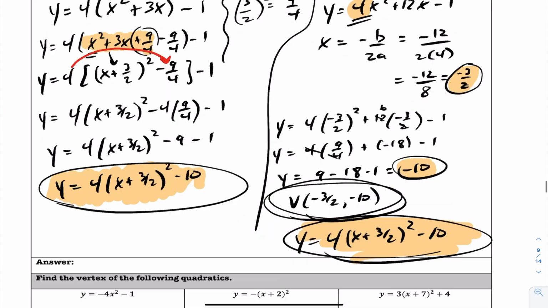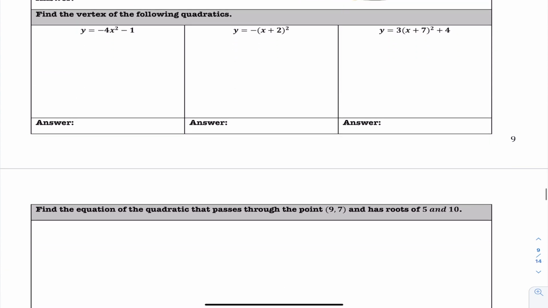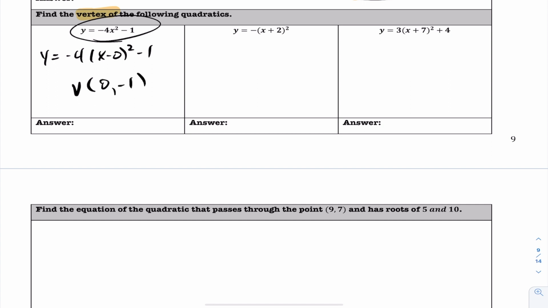All right, let's take a look at the next question. Now for this question, they're asking to find the vertex of the following quadratics. This quadratic is in vertex form. It's not written explicitly, but if I write this in explicit vertex form, the vertex of this quadratic is going to be 0, negative 1.